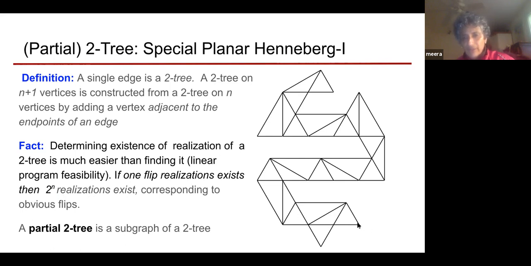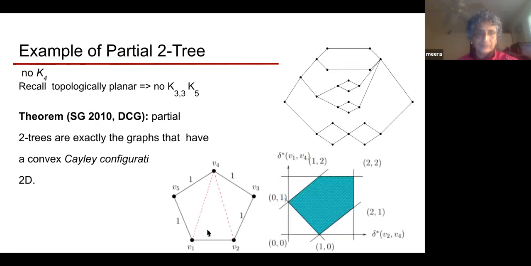But you have to actually solve it. Finding one solution just takes linear time. Finding all 2 to the n obviously takes 2 to the n time. So the partial 2 tree is a definition that just is a graph 2 tree with some edges missing, and we're going to be using these.